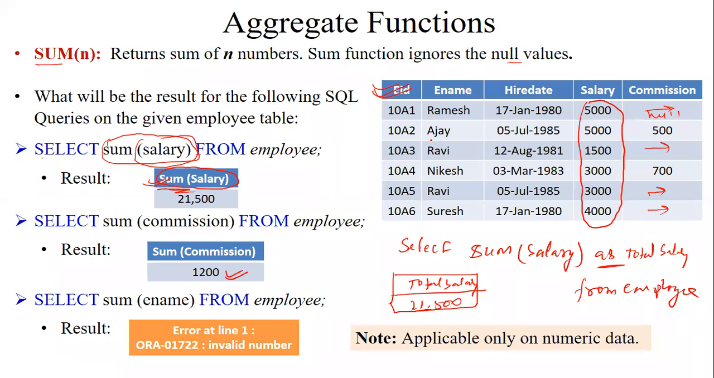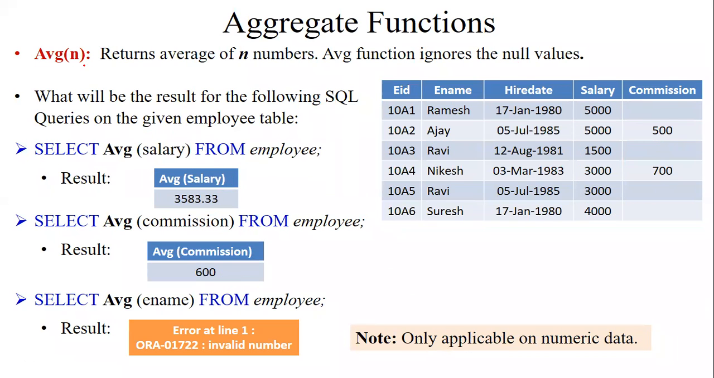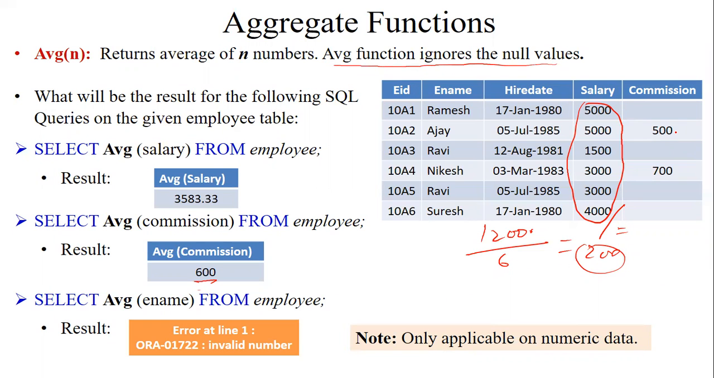It is a string. Next, you can use average to compute the average salary. The average is computed as the total salary divided by the total number of rows. But here you can see the total commission is 1200. How many rows are there? 6. If you divide this by 6, then 200 should be the average. But here we are getting 600. Why? Because the average function ignores null values. So these rows will be ignored, and only 2 rows will be visible to this function.